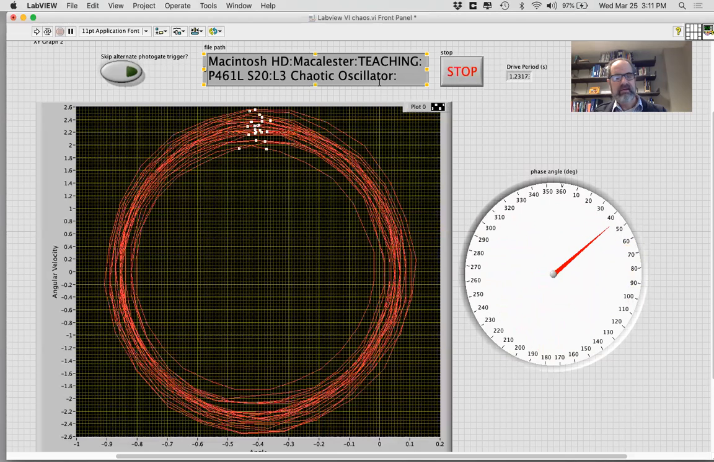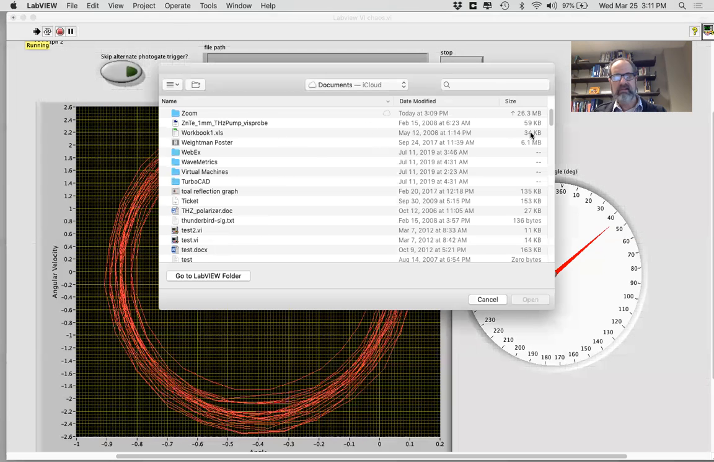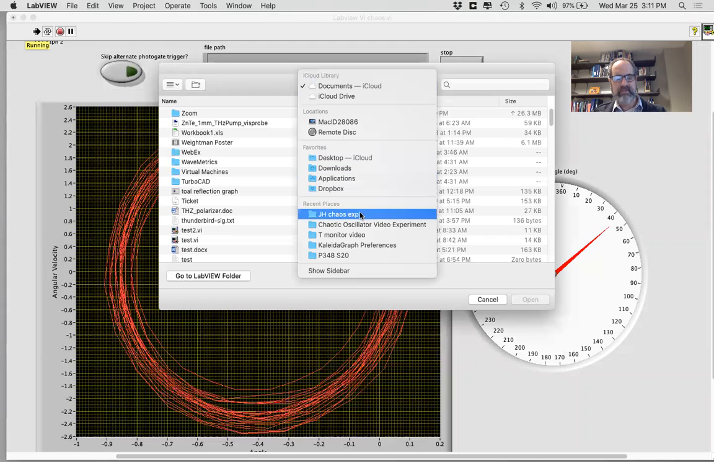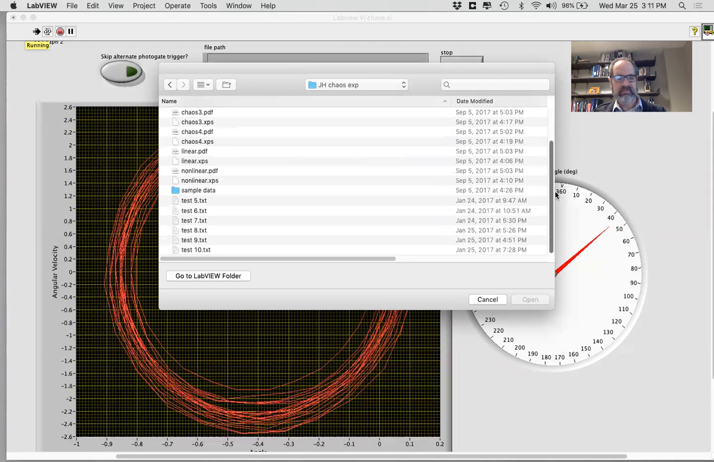Okay, now let's go and look at another piece of data. This is taken at larger amplitude, and it's a little more clear, I think, even though it's slightly nonlinear.